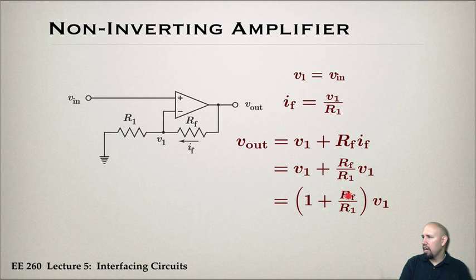It's 1 plus this constant, which is a function of the two resistors, times the voltage V1. So notice this number, because RF and R1 are both positive quantities, this number is greater than 1. So in this particular case, with this non-inverting situation, we can only get amplification, we can't get attenuation. So that's something to keep in mind in all of this. Right, so that's the non-inverting amplifier.